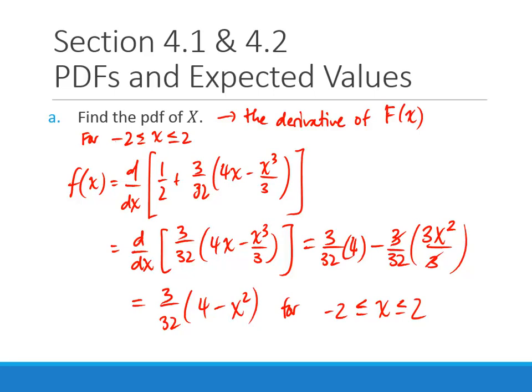Outside of -2 and +2, the PDF is going to be equal to 0. So f of x equals 0 if x is less than -2 or x is bigger than 2. Inside that window, I have this functional form. Outside of that -2 to +2 range, I have 0 for my PDF, just 0.